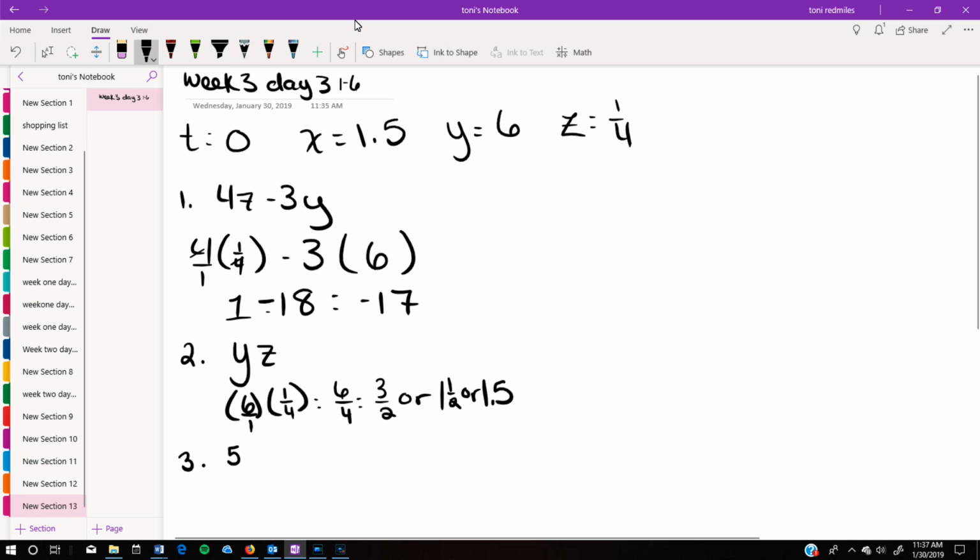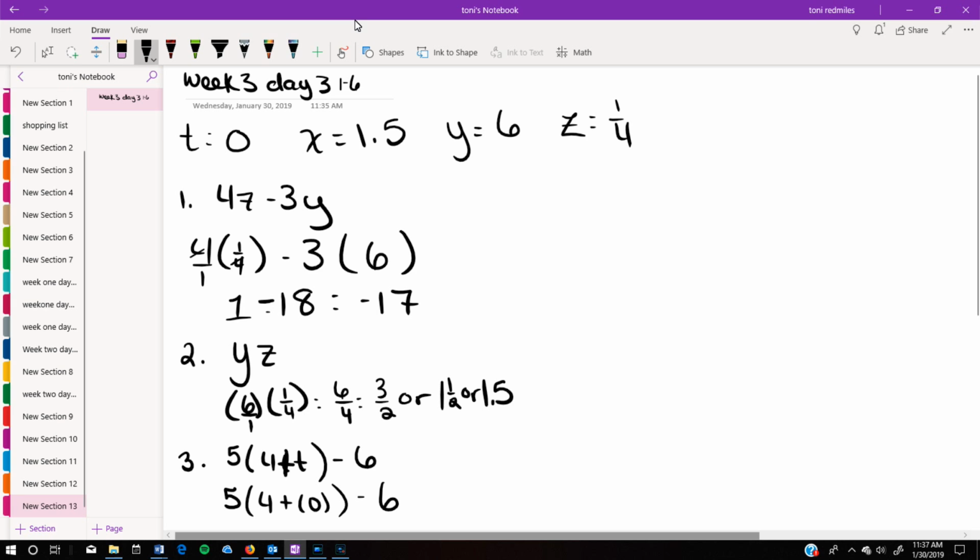Ooh, number 3 is a big one. I'm not sure if I gave myself enough room. Okay, plus, let's write that like that so it's not confusing. All right, so we need to evaluate this. So I only have one variable, and it's a t, and t is 0. Don't really need it because it's just adding. Got to do what's in the parentheses first, which is 4. And then I do my multiplication. That comes to 20 minus 6 is going to give me a 14.